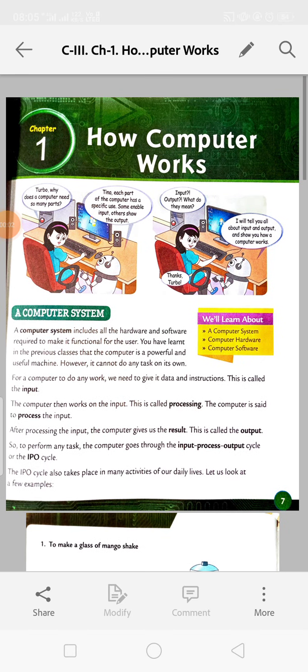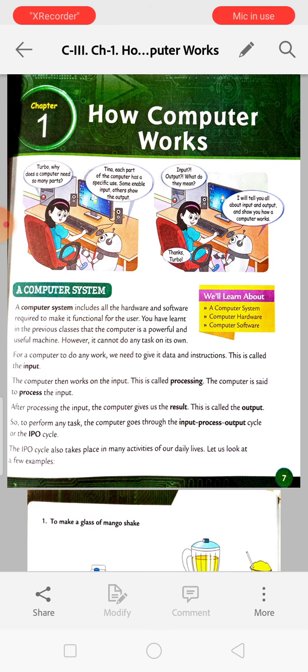In our last live class, we read how a computer works. What is a computer system? A computer system includes all hardware and software required to make it functional for the user. For a computer, we need to give some instructions, that is called input, and the computer then works on the input, that is called processing, and the result the computer gives is called output.